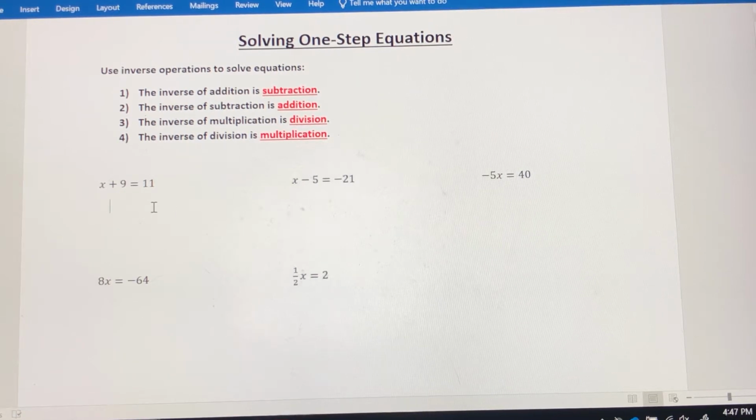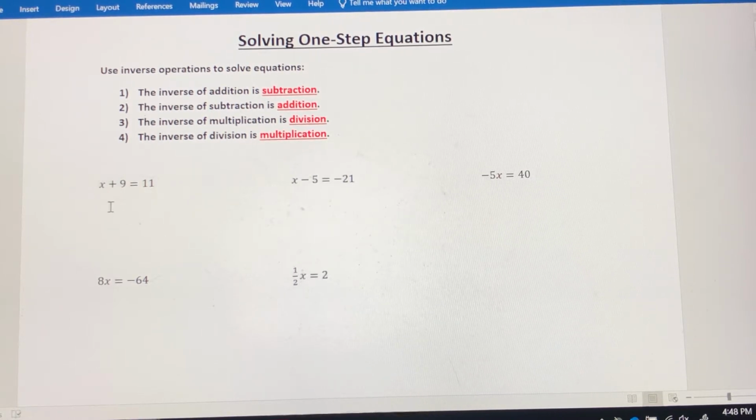Okay, now, whether or not you can solve these equations using mental math is totally irrelevant. You want to learn how to use these inverse operations to solve equations. You're not going to be able to use mental math to solve a lot of equations. You're going to have to use these algebraic steps, in this case the inverse operations, to get x by itself, okay?